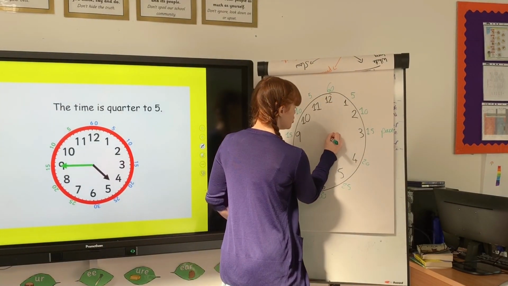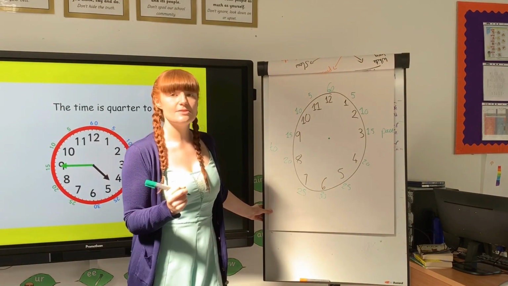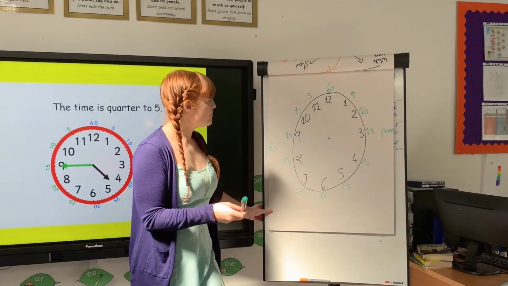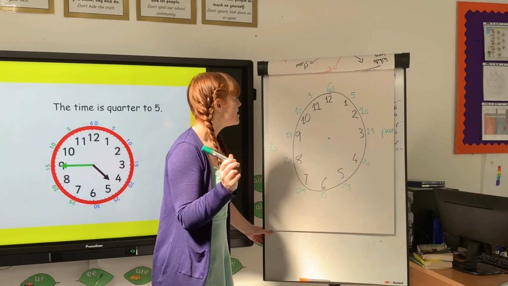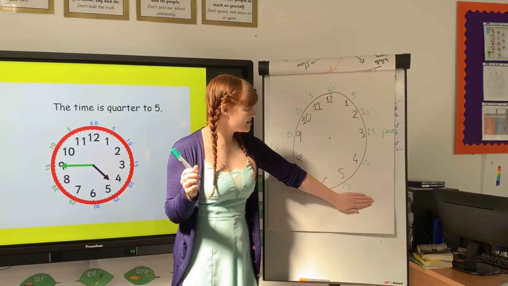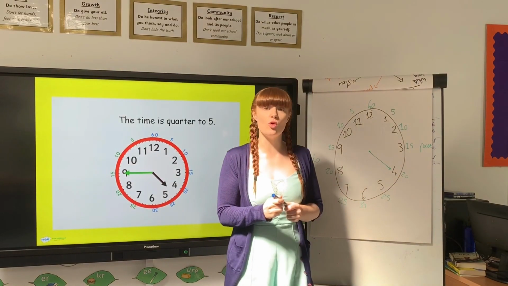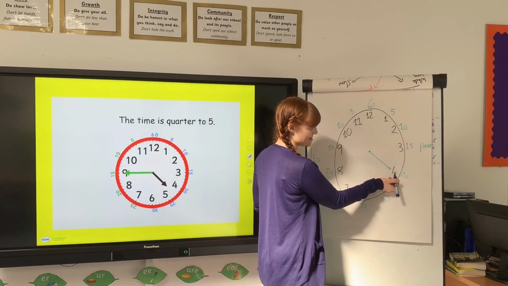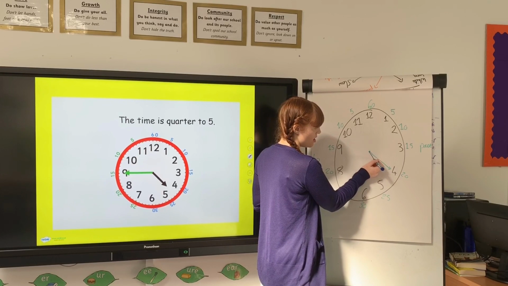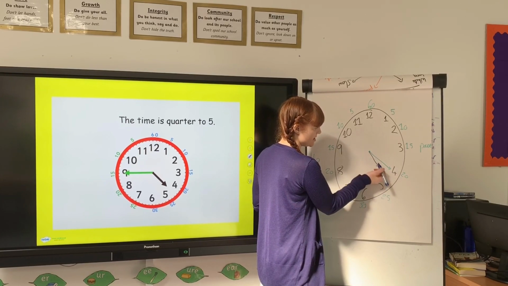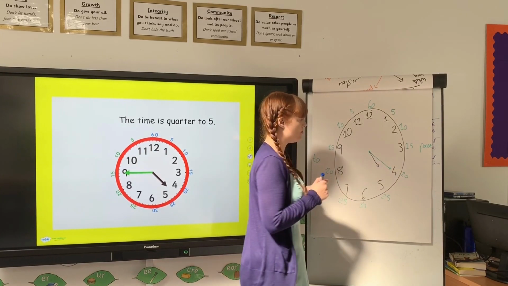So say if I was showing 20 past 4. My big hand, that minute hand, is going past. You see that it's pointing at that 4, so it's 20 minutes past, and it's 20 minutes past 4. So my little hand is going to be past that hour 4, and just about past it, just like that. So it's past the 4, perfect.